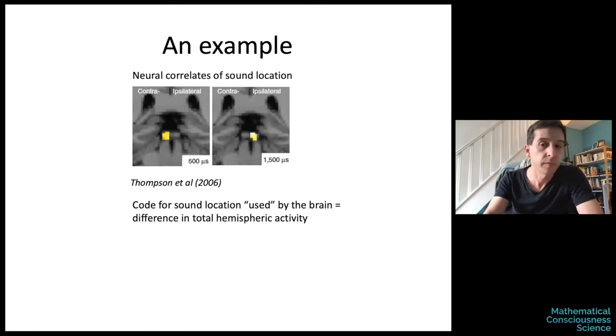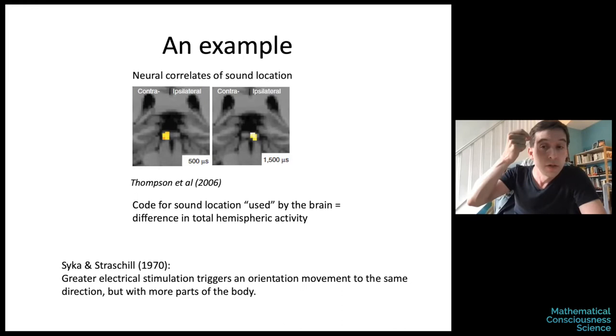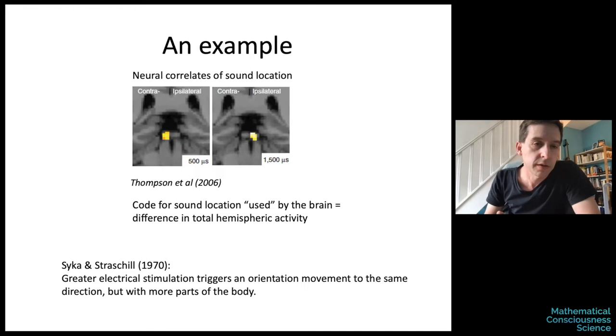And yet it's known that these tuning curves also depend on many other features of sounds, like intensity, timbre, and things like that. And in fact, if you look at the older literature, you will find that a lesion in one hemisphere impairs sound localization in just one hemifield. So that's a contradiction. And if you stimulate electrically in just one hemifield, you will find that a greater stimulation triggers an orientation movement towards the same direction, actually, but with more parts of the body. So it seems that it's not true that sound location is encoded in the difference in total hemispheric activity. And yet you will still find this claim in a lot of the modern literature, I guess, because this identification between a code and a representation is so strong.